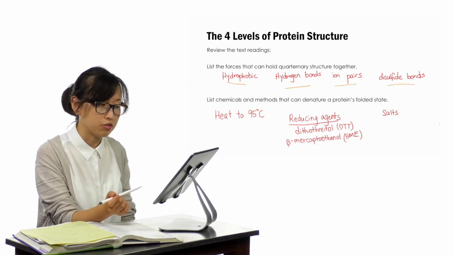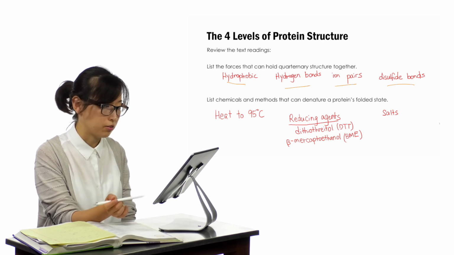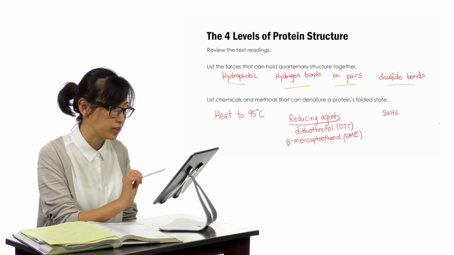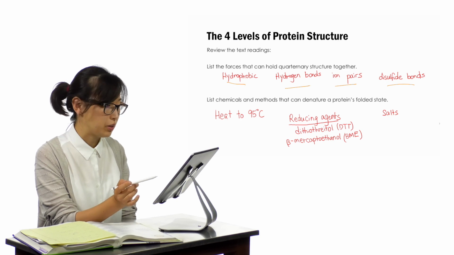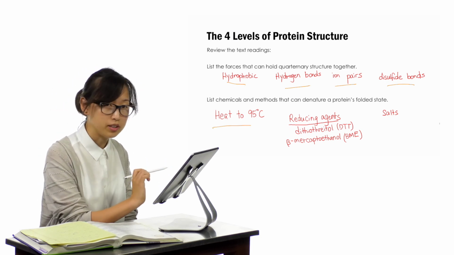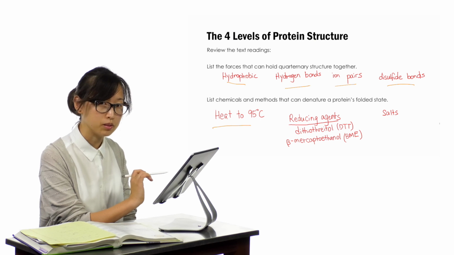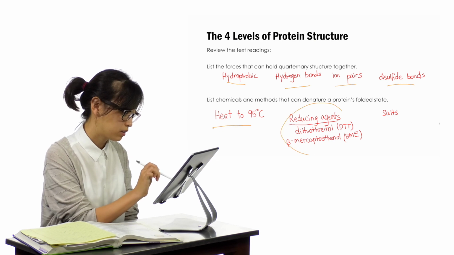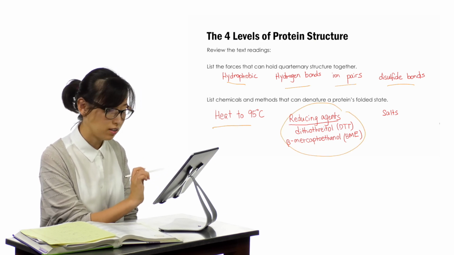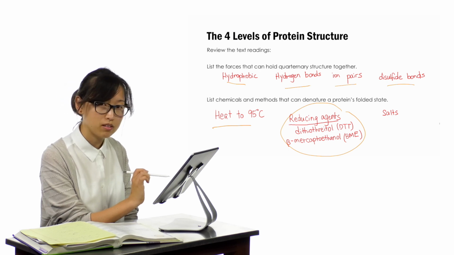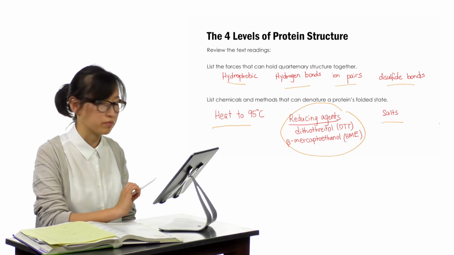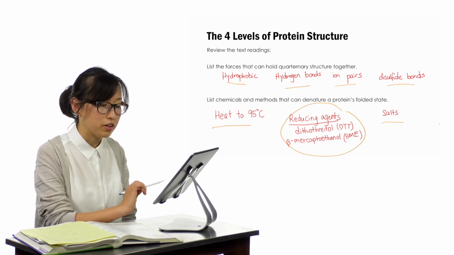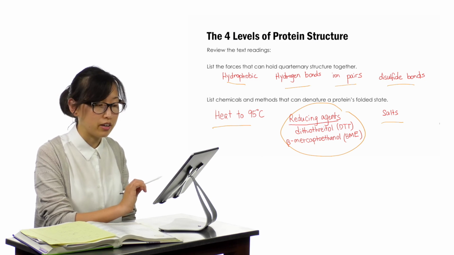If we aim to disrupt quaternary and tertiary structure, the forces, for example, listed above, we can use different chemicals and methods to overcome them. So for example, you can heat or boil a sample to 95 degrees Celsius, and that will break up a lot of bonds. Reducing agents, such as dithiothreitol, DTT, beta-mercaptoethanol, BME can reduce disulfide bonds. Lastly, with salts, when you have large amounts of ions, they can disrupt ionic pair bondings.